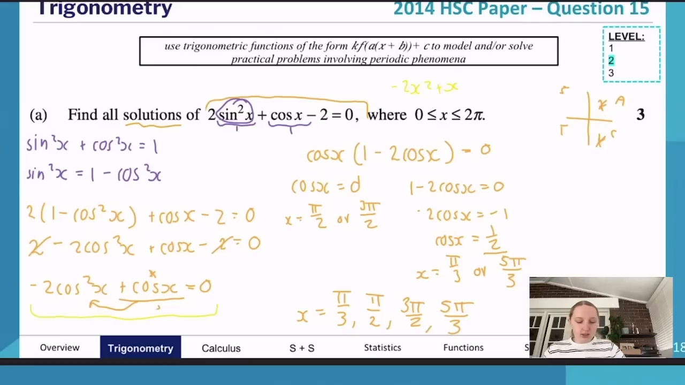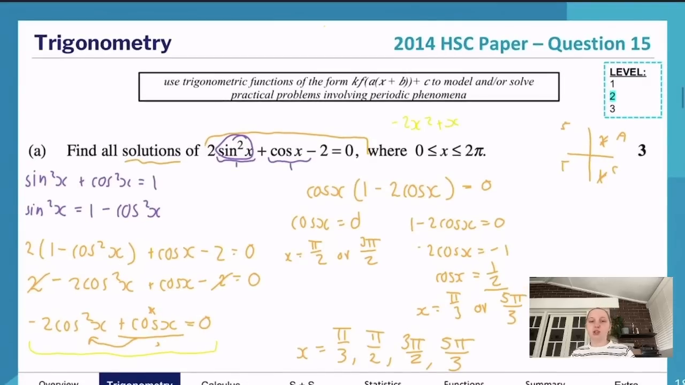So again, this sort of question type is super important and comes up often. This one's from the 2014 HSC paper, but even if you look through the most recent HSC papers, you'll see at least one question somewhere about solving a trigonometric equation. So it's a super common question type. And if you know how to approach it, and you know the methods and the steps that you need to remember, then you'll be able to get these marks easily.